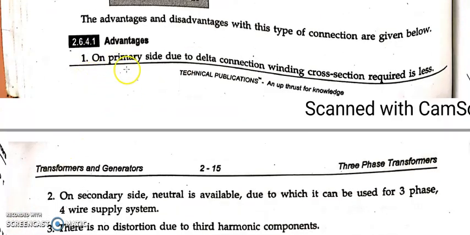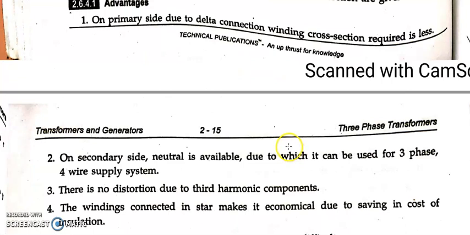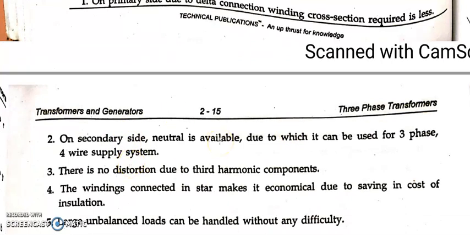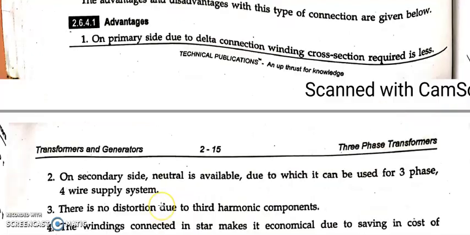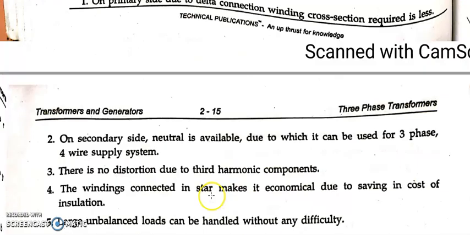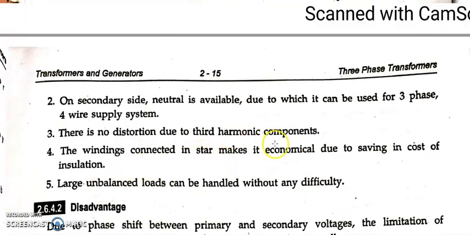So advantages, you can see the primary side is delta connection. So cross section, like I told, the delta connection is capable of handling high voltage, but it is not capable of handling large current, so the cross section is less. On the secondary side, neutral is available, so a 3-phase 4-wire system is possible. Like I told you, there is no distortion because the third harmonic that is present is mitigated in the delta part of the primary side. So there is no projection of harmonics in the secondary voltage on the secondary side.